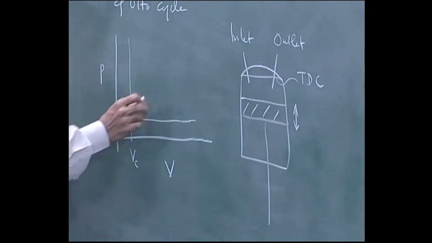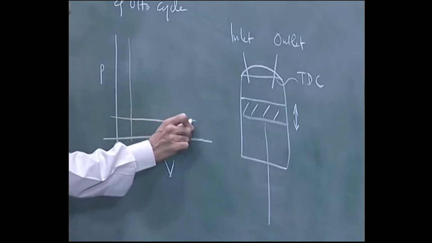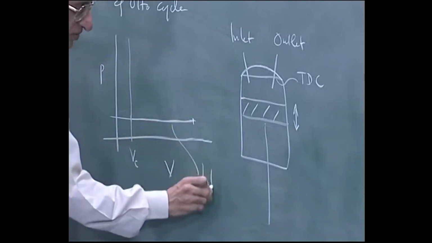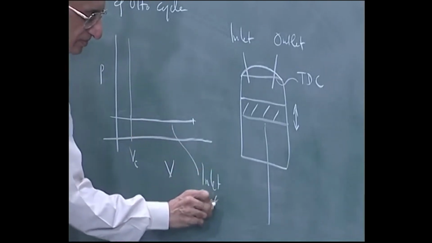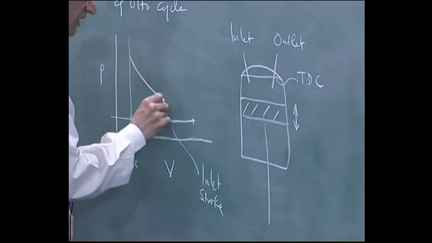Then from here you open the inlet valve, keep the outlet valve closed, then the gas is taken in, the air is taken in typically, and the cylinder moves outward. So the volume increases, it moves to some point here. So this is the inlet stroke. Stroke is simply movement of the piston, a stroke during which the air is taken in, and then the valve is closed. Here the inlet valve is open, the outlet valve is closed. At this point you close both the valves, then you have an adiabatic compression.